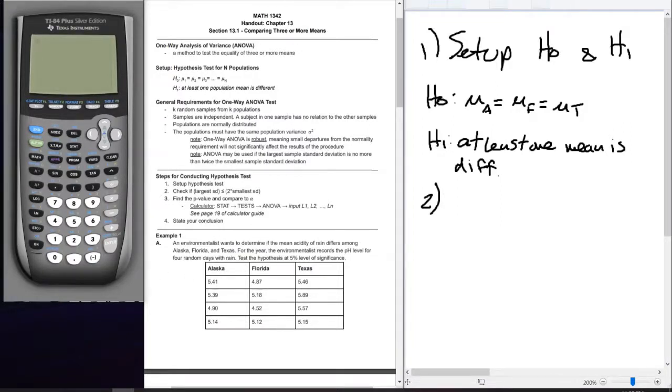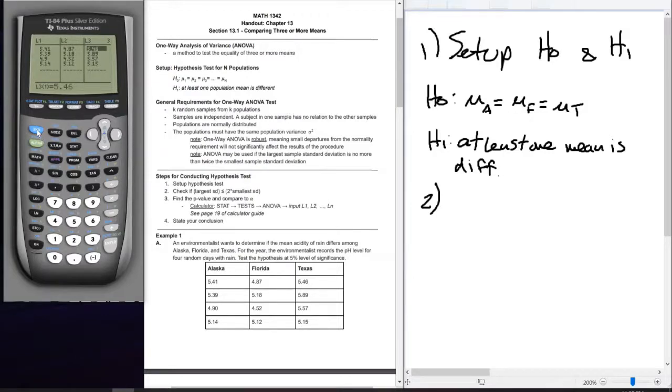So in the calculator, what we want to do is enter this data set into L1, L2, and L3. Alaska will take up L1, Florida L2, Texas L3. So we'll go to Stat, Edit, and here I've already entered the pH levels for the random days that we collected for each of these populations. We'll go ahead and proceed and enter L1, L2, L3.